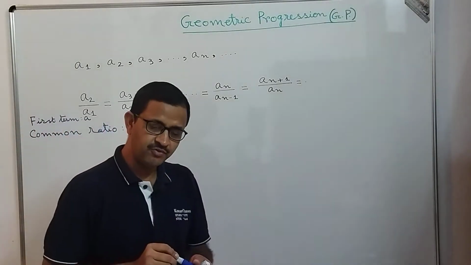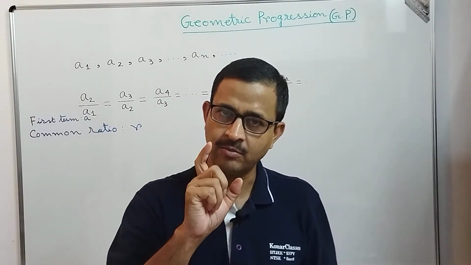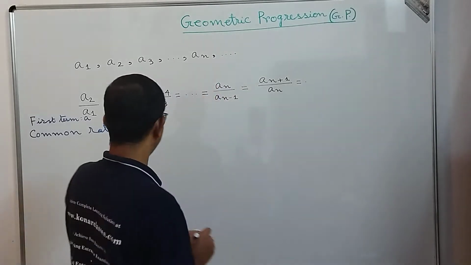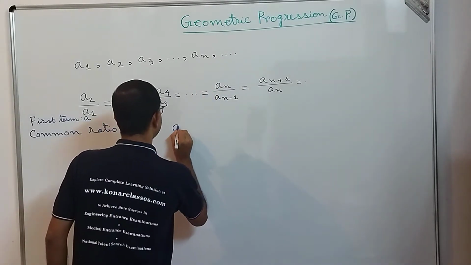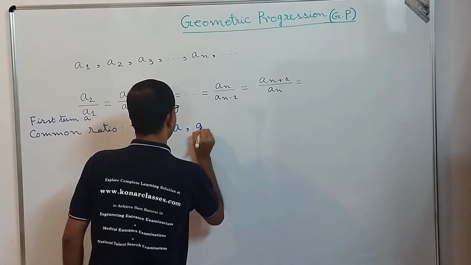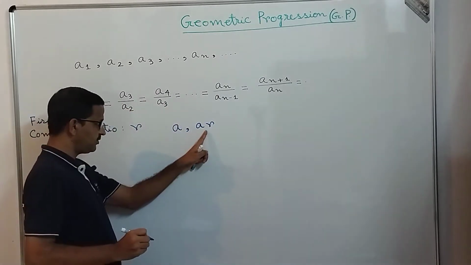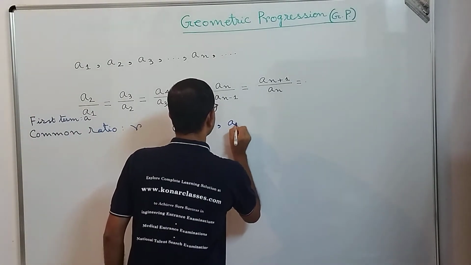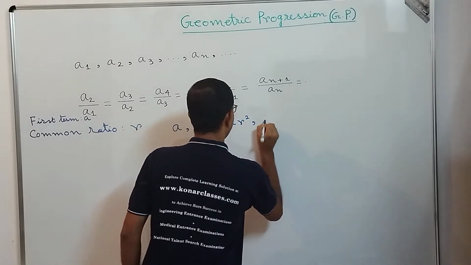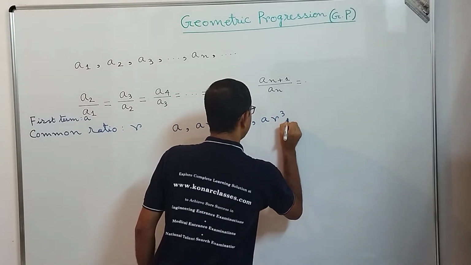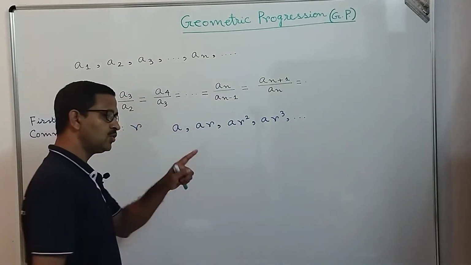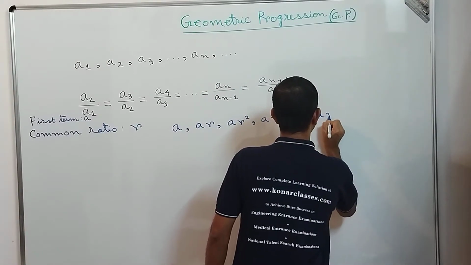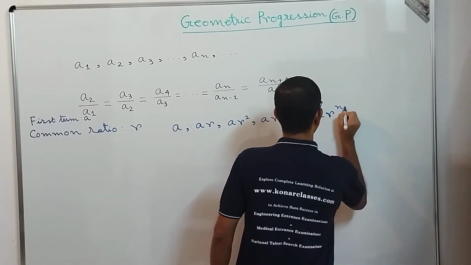So dear students, if we know the first term A and the common ratio R, we can construct the geometric progression uniquely. How? Suppose the first term is A, then the second term will be A into R, because the ratio between AR and A is R, the common ratio. Then the next term will be AR square. Next term will be AR cube, and so on. In that way, if we go to the nth term of the geometric progression, it will be A R to the power n minus 1.